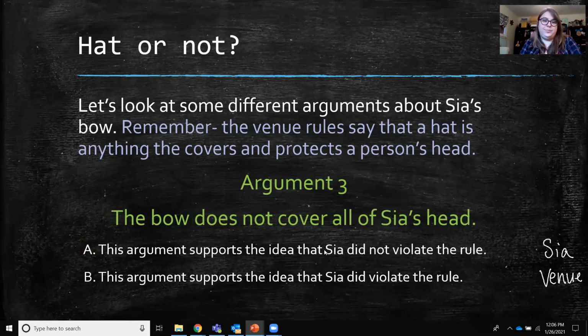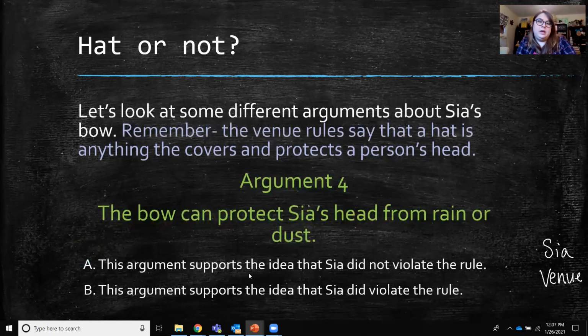Here's our third argument. The bow does not cover all of Sia's head. Which legal team would make this argument? Sia's legal team or the venue's legal team? Pause the video and make your decision. Okay, so since the bow does not cover all of her head, my thought is that it doesn't match the definition of covering. So for me, this is an argument that Sia's legal team could make.